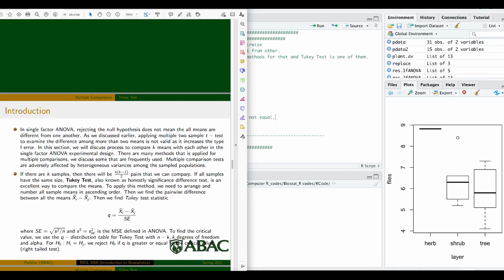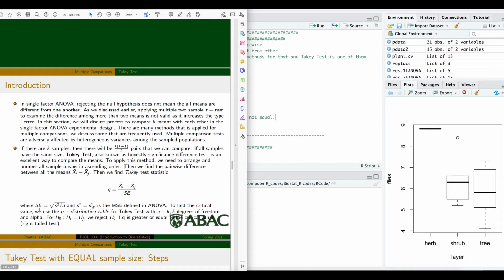If all samples have the same size, the Tukey test, also known as the honestly significant difference test, is an excellent way to compare the means. To apply this method, we need to arrange all the sample means in ascending order first. Then we find the pairwise difference between the means, x_i bar minus x_j bar. So first of all, you need to find the mean of each group, and then you compare those means.